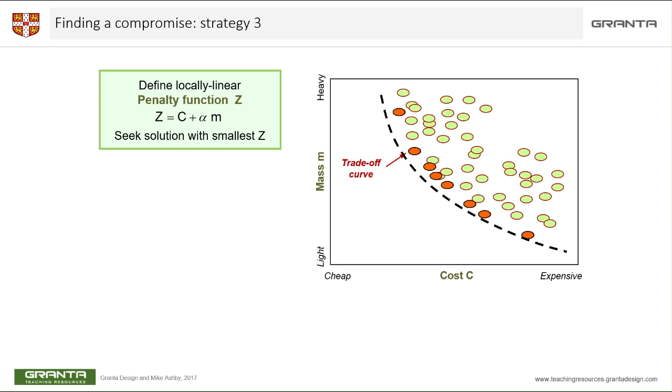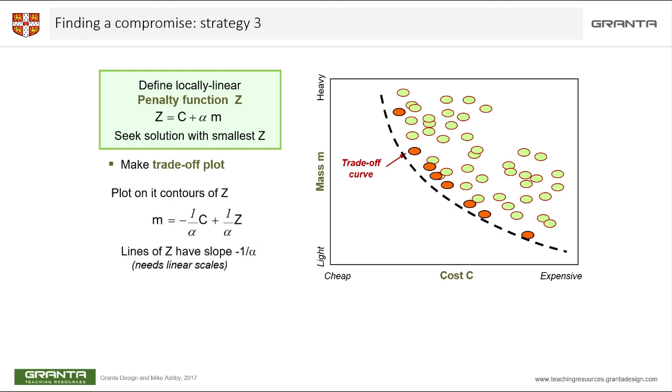Now, why is this important? So let me show you this first of all. First, let's say you have made a trade-off plot. Then you rewrite this equation, and now you are writing down the equation with m as the dependent variable and cost as your x-axis variable. So you will have this quantity minus 1 over alpha. This is basically defining the slope of the line that you'll plot on this surface.